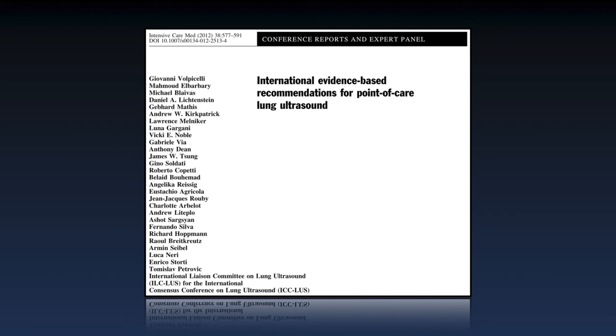So I wanted to go back to the 2012 International Evidence-Based Guidelines for Lung Ultrasound, because I thought it set a really good baseline for how we take this information and apply it at the bedside, right? They took it basically in three different ways. Number one, what is this whole thing about sliding? Let's assess sliding. What does that mean? Number two, let's assess A versus B profile. What does that mean? And finally, number three, what does this whole consolidation thing mean?